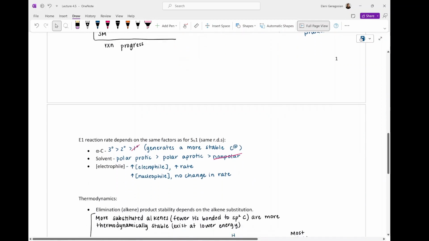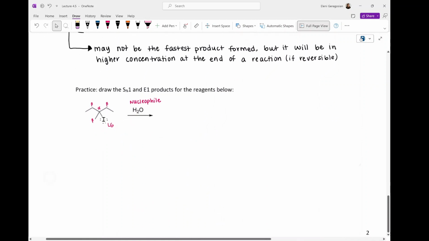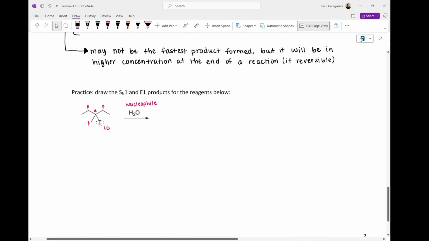So this example down here, which we just barely started at the end of class, kind of talking about what the nucleophile and leaving group and alpha and beta carbons are, we'll do the E1 mechanisms together in class. In the video, right now, I'll just do SN1 kind of as a review.